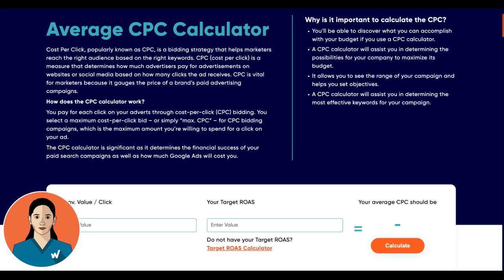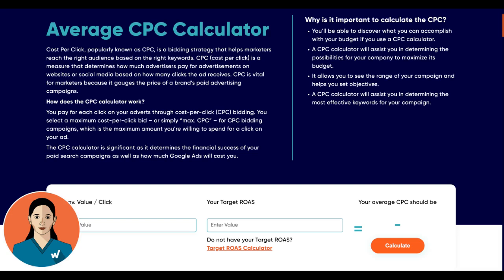There is another metric that is related to CPC, which is return on ad spend, also referred to as ROAS. It's a profitability metric that tells you how much revenue you generate for every rupee spent on advertising. So, a higher ROAS indicates a more efficient campaign.